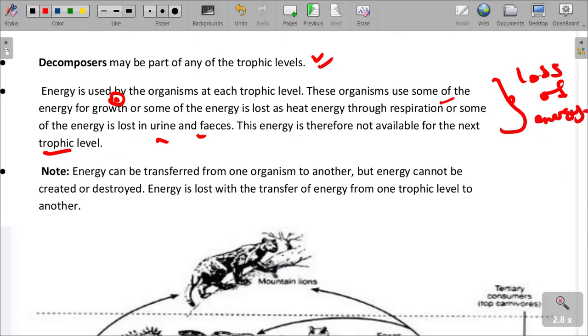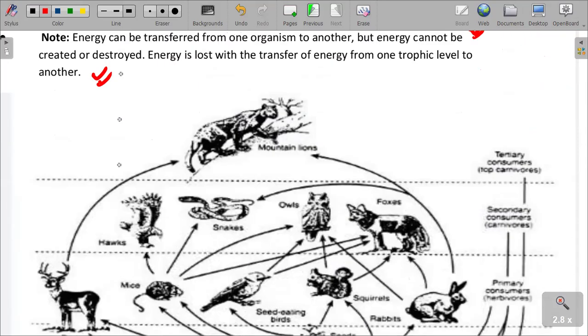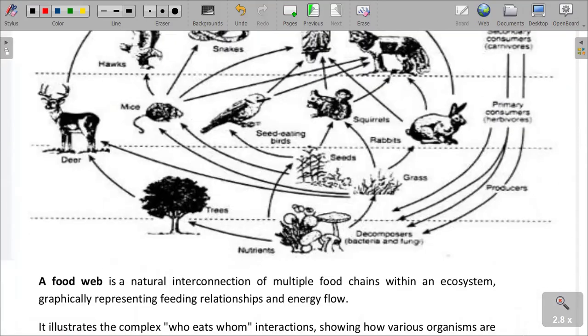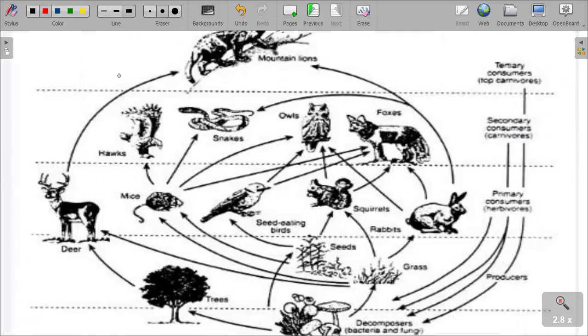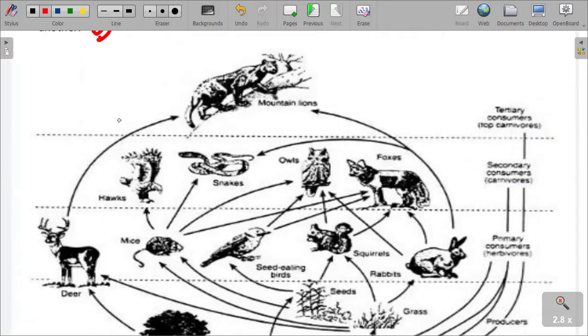You understand? So finally, energy can be transferred from one organism to another, but energy cannot be created or destroyed. That is a very important point again. It cannot be created or destroyed. Energy is lost with the transfer of energy from one trophic level to another, that we have already talked about. So I guess you can see this one. It is now a food web.